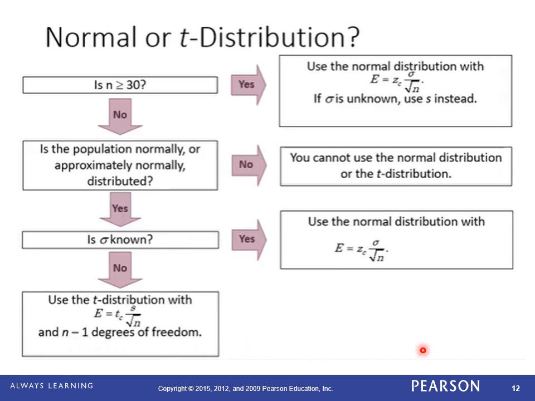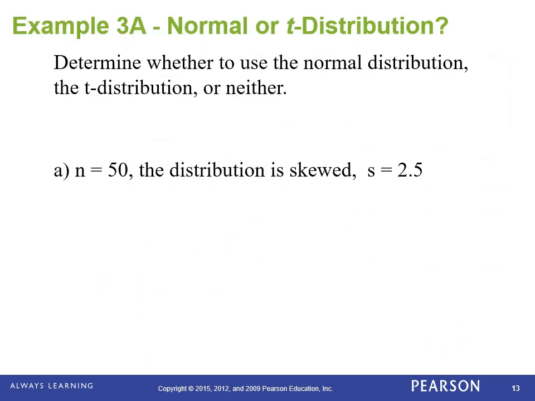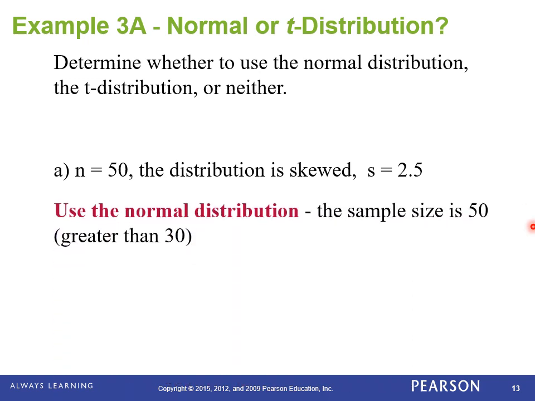So let's look at some examples, and we have to decide which one to use. This says determine whether to use the normal distribution, the t-distribution, or neither. So here our n is 50, the distribution is skewed, S is 2.5. Our sample size is 50, which is greater than 30. If you look back at your chart, as long as it's greater than 30, we can use the normal distribution. So even though this says it's skewed, because our sample size is greater than 30, we can use the normal distribution.